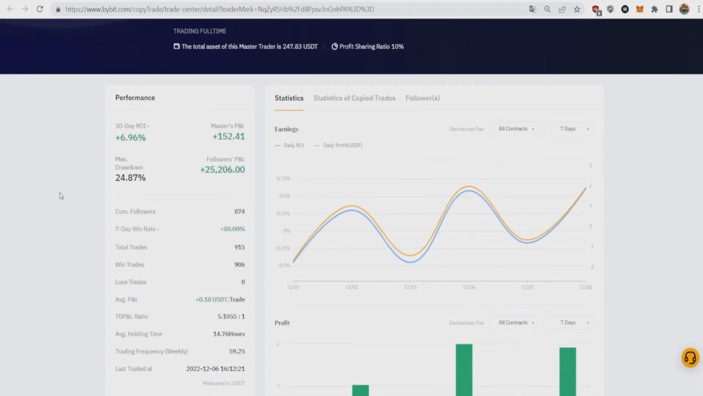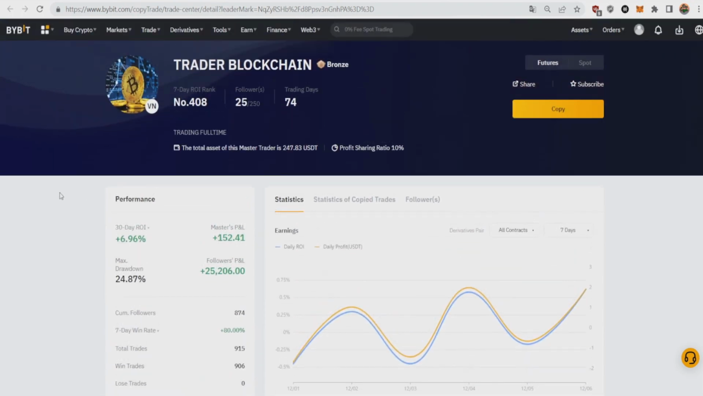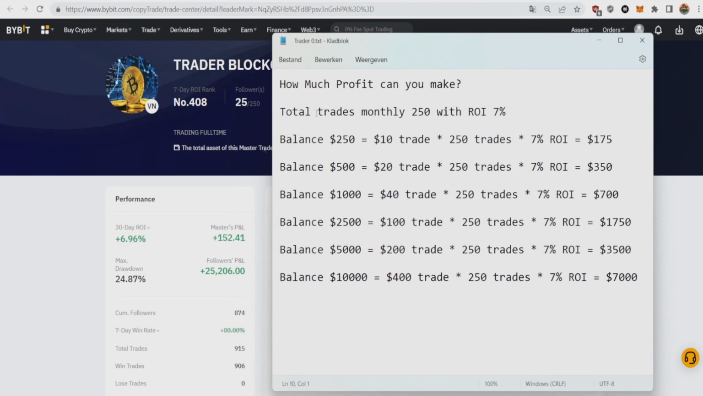So now the next question is, how much profit can you actually make with copy trading? So here we go, guys. So he had 7% return of investment and he has 250 monthly trades. So if we have a balance of 250 and we do $10 per trade and we would do 250 trades per month with a 7% return of investment, we would make $175 per month.